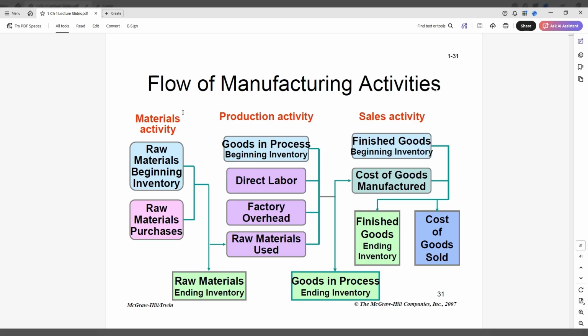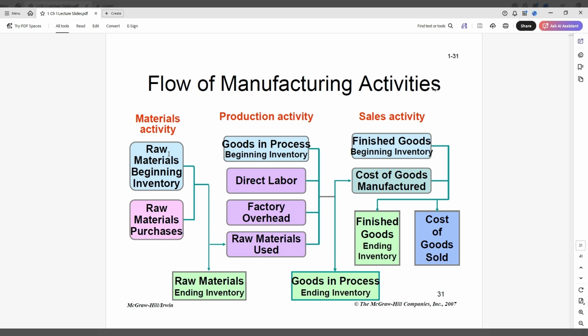Okay, so this slide here has a lot going on, so let's take it slow. What we're trying to show here is the flow of these costs from that raw material beginning point all the way to the finished goods ending point. Let's take it from the left side over here. So when we buy raw materials, usually we have some beginning balance, right? So we carry over, unless this is the very first month of operations or whatever.